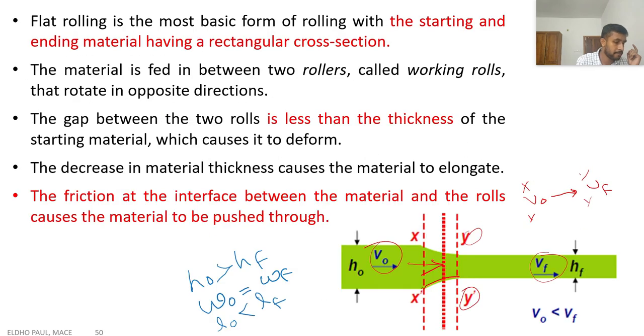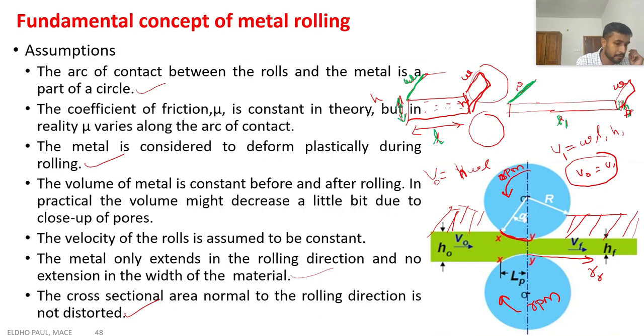See this assumption. First assumption here: the velocity of the roll is assumed to be constant. Actually, there will be some variation because of the play between the power transmission system, maybe due to sliding, etc. There may be some variation, but we consider the roller velocity is constant.